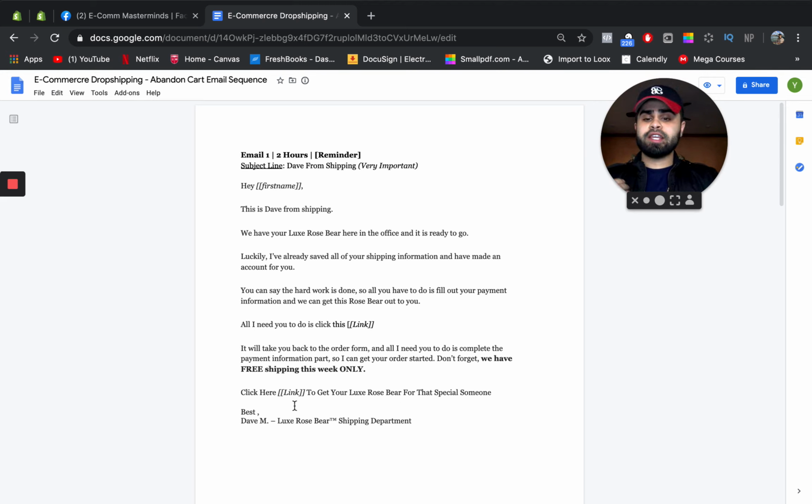Again, here on the bottom it says "click here," which is the link. This should be the link right here when someone clicks on it to get your Lux Rose Bear for that special someone. It's talking about what the product does. And then it says, "Best, Dave M., Lux Rose Bear Shipping Department." Very succinct, very to the point, and very nice. There's no extra information that is really needed. This is almost like a tap on the person. Like, hey, by the way, go buy this. We have all of your information saved. The hard part is done for you. And we also have free shipping, by the way, if you may have forgotten, and it says this week only.